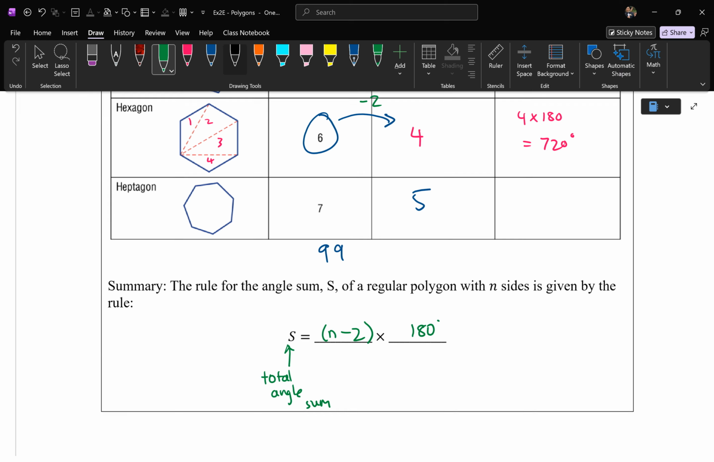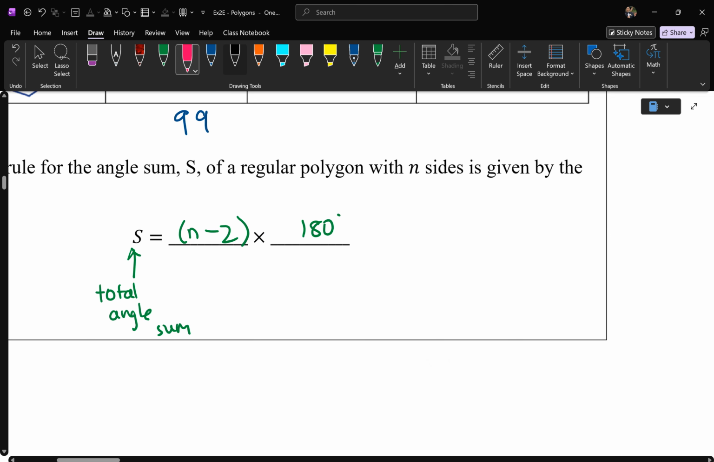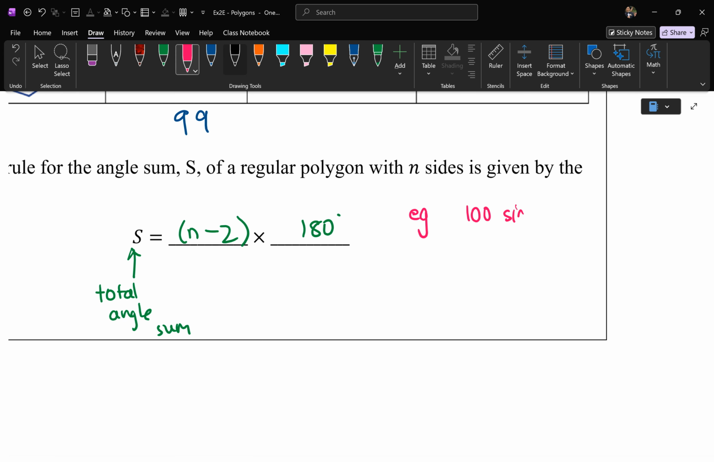This is the rule so that you can work out for a 9-sided shape or a 99-sided shape, you would know how to figure out the rule. So here's an example. If I told you that we have a 100-sided shape, actually 102, let's make it 102. What should all the angles add up to? So there's 102 sides, so 102 corners. If you add them all together, what should it equal to? How would we work this out?